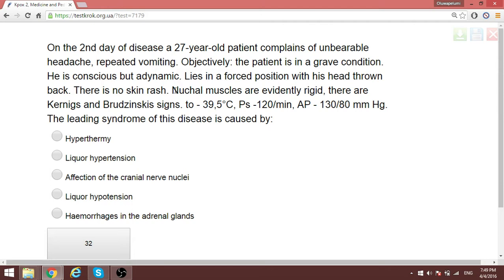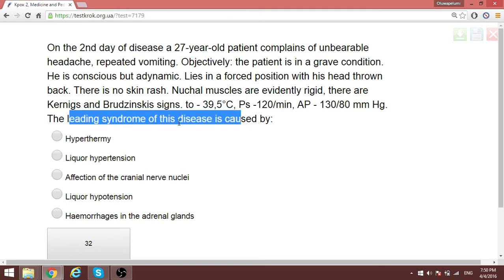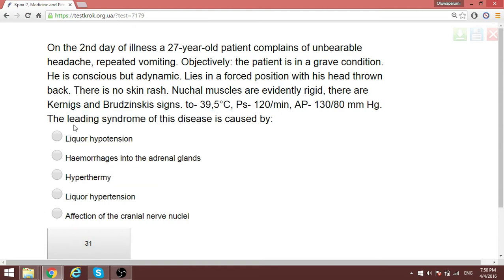You have a patient that is having signs of meningitis with temperature, and you discover that the patient is also having headache and repeated vomiting. So together with meningitis, you are thinking that the cause of this headache and vomiting right now is an increase in intracranial pressure. We've said this over and over. This increase in intracranial pressure is the leading symptom of this disease. They ask what the leading symptom of this disease is caused by. So it's the liquor hypertension. The liquor in this case is the cerebrospinal fluid. This question is a repetition.